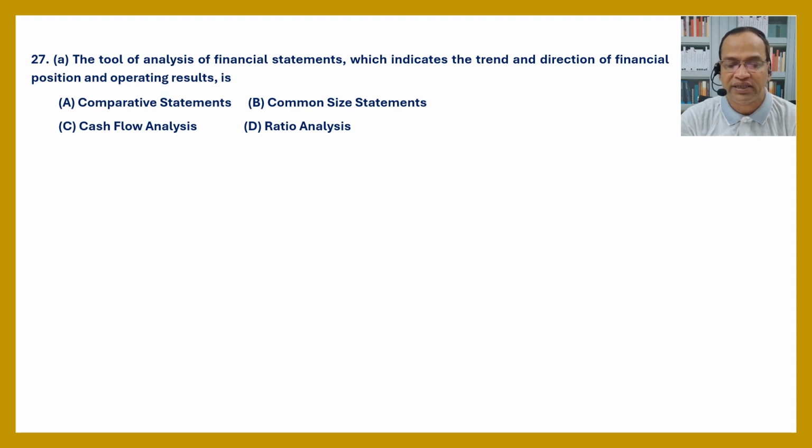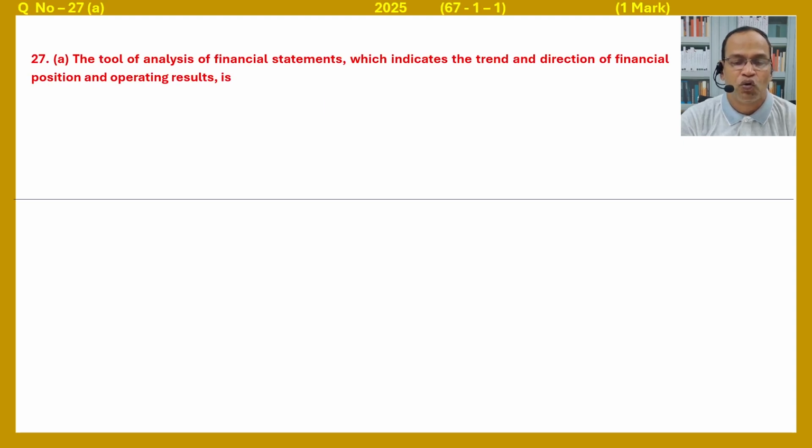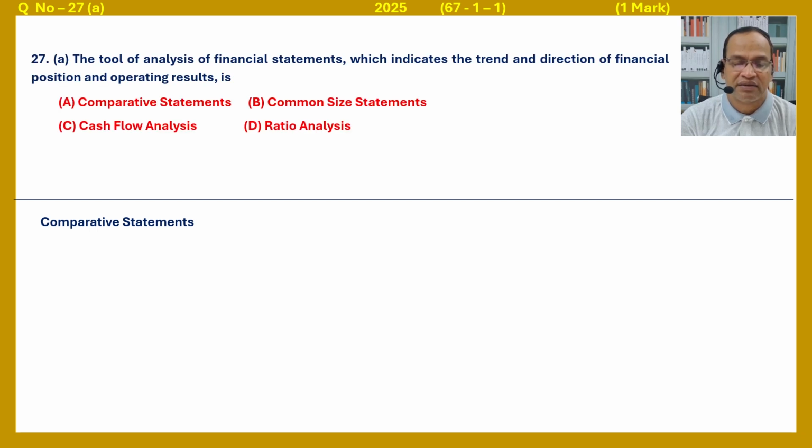Question number 27. The tool of analysis of financial statements which indicates the trend and direction of financial position and operating result is comparative statement. Next, go to the bits available. Comparative statement is available in bit A. Answer is A.